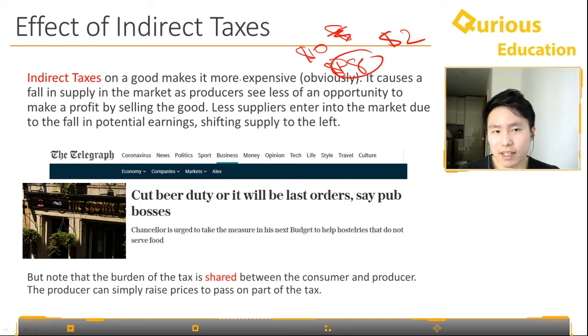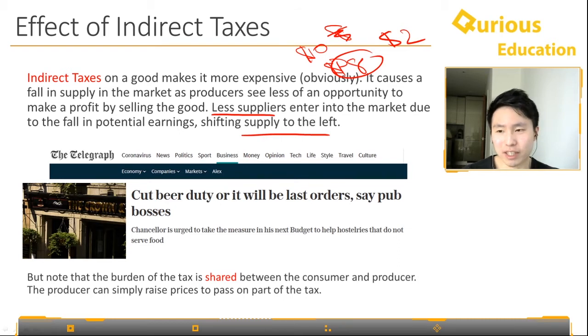So essentially, indirect tax is generally bad for business. Because I'm making less profits and I have to charge more in order to account for the indirect tax, suppliers would tend to leave the market, or they might tend not to enter into the market if there is a tax. And as a result, this would shift supply to the left.